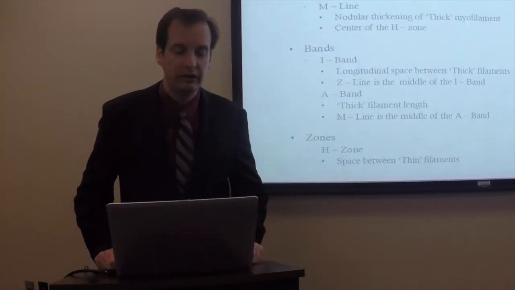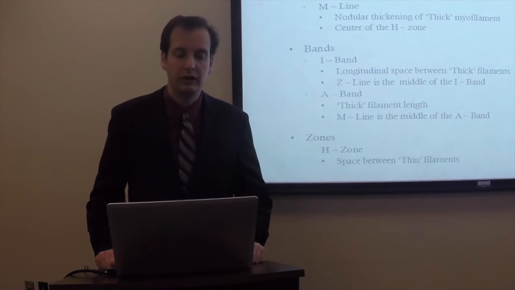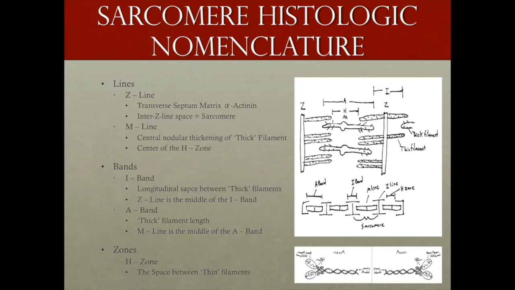Having gone through the basic functional microanatomy, we'll take a look at the sarcomere histologic nomenclature so we can build a language and describe the changes that occur during contraction. Within your sarcomere, you have lines, bands, and zones. Your lines describe transverse structures within the sarcomere, and your bands describe longitudinal structures within your sarcomere. They run along the distance of the sarcomere rather than crossing it like the lines.